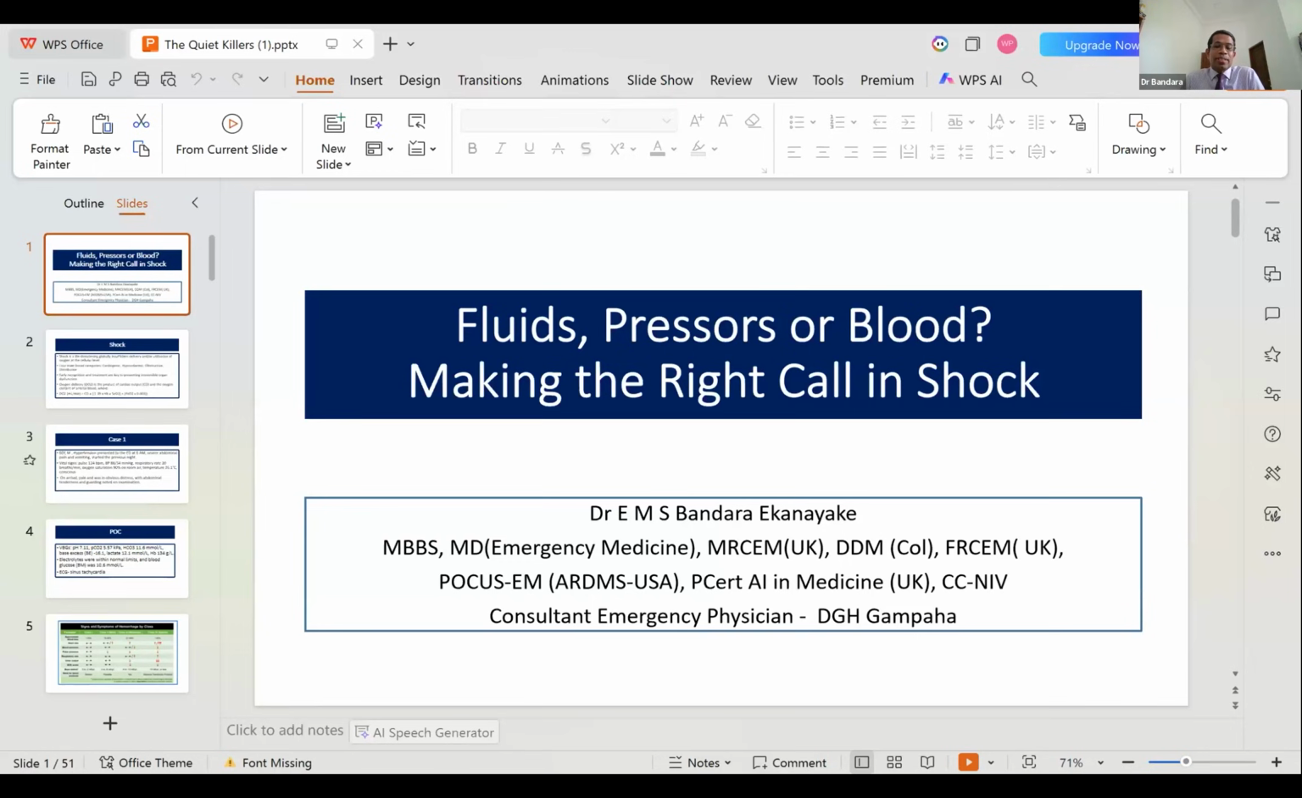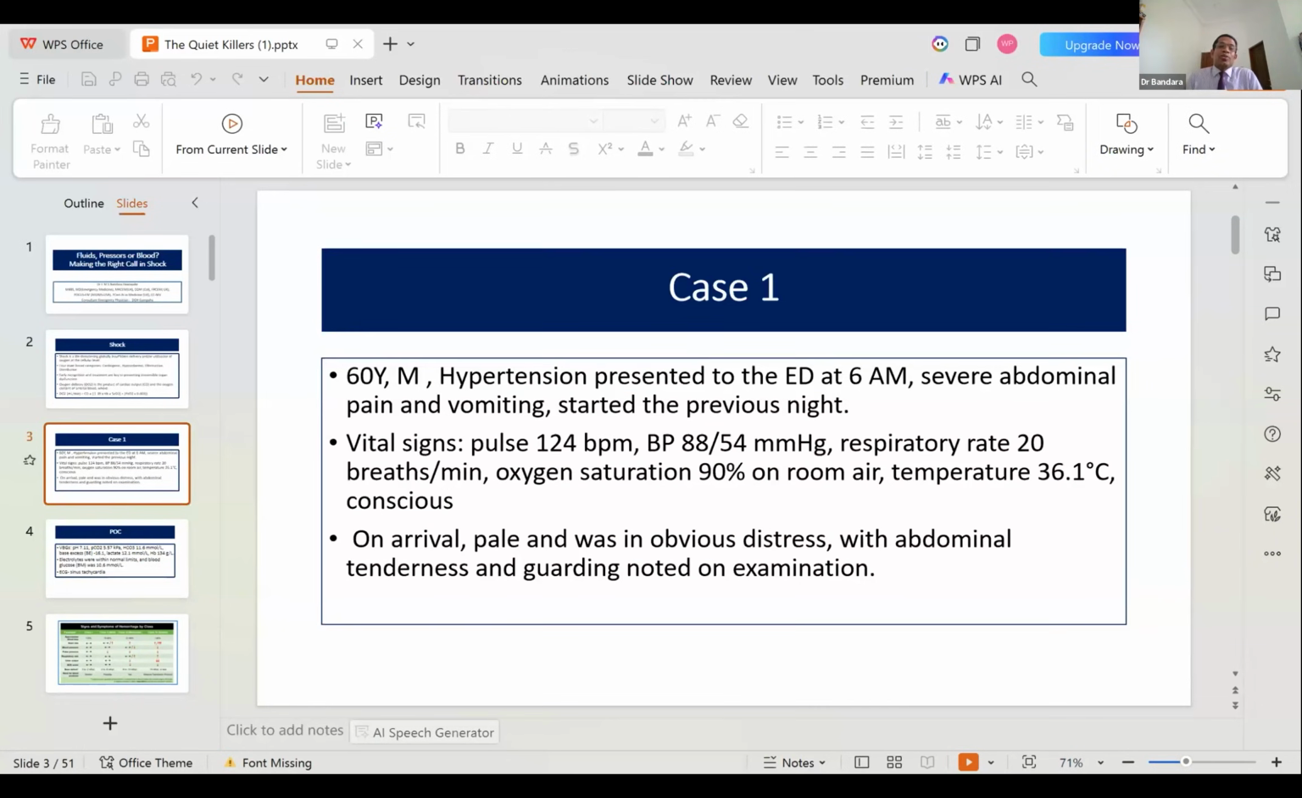So I'm going to discuss some important concepts regarding shock management. As everybody knows, shock is mainly a life-threatening issue. There are a couple of definitions, but I don't want to elaborate on the definition of shock. There are four broad categories of shock: hypovolemic, obstructive, cardiogenic, and distributive shock. The main pathology behind this is oxygen delivery, as everyone knows.